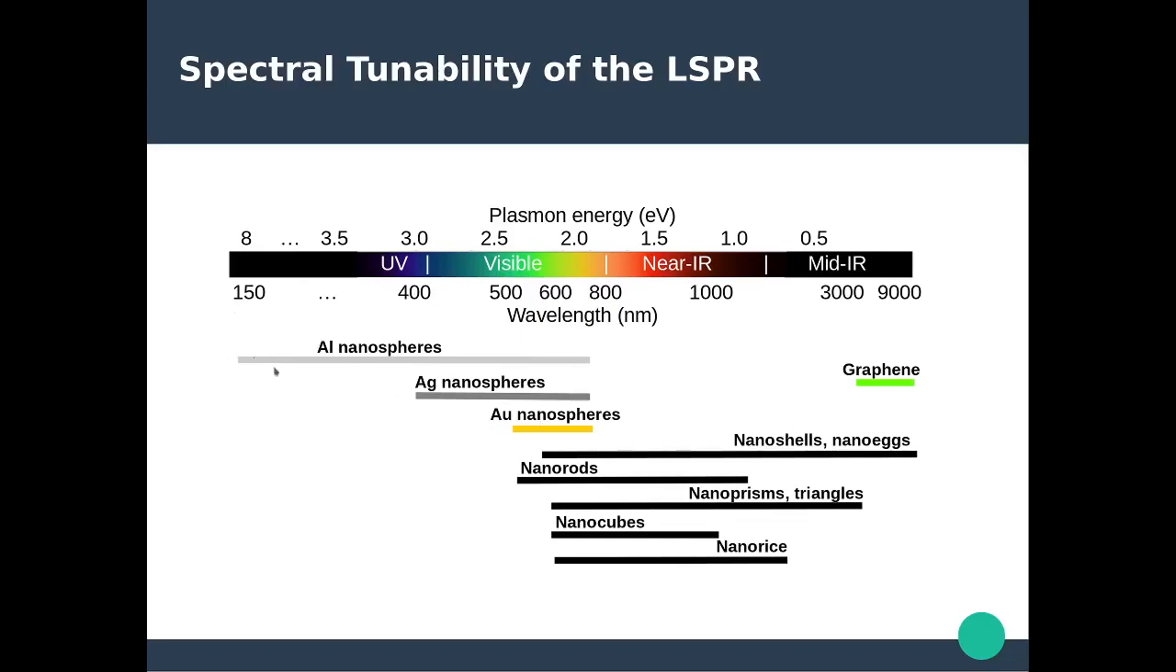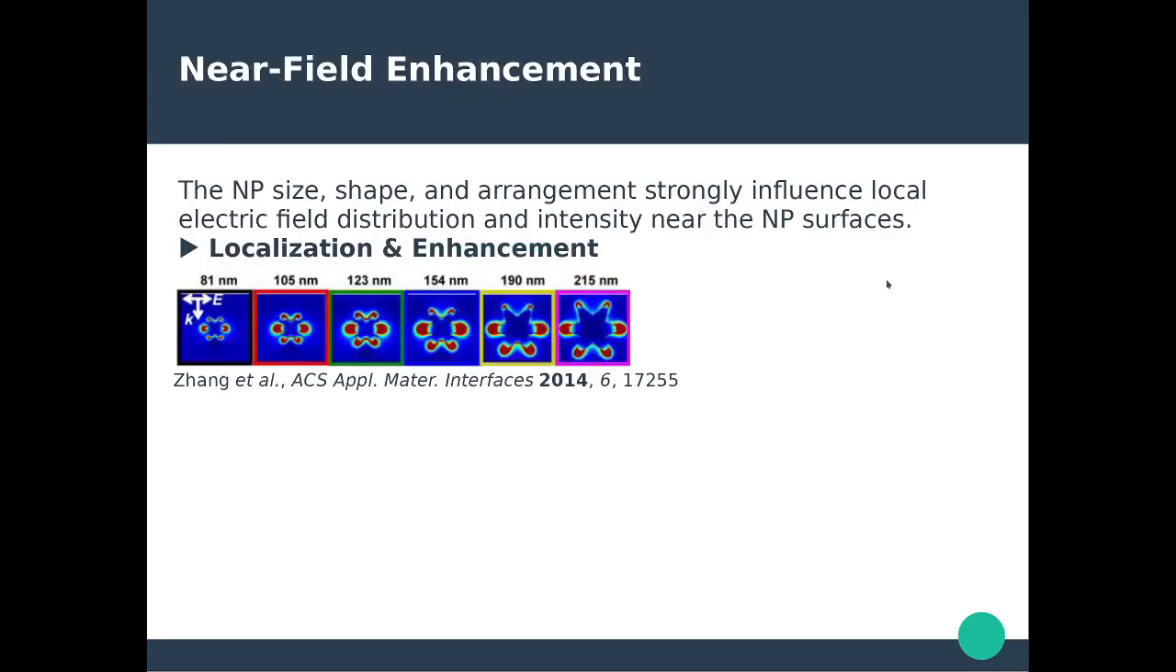So you see that you can tune the plasmon resonances from fairly low wavelengths or very high frequencies and energies in the UV, all the way to even the mid-infrared when you change the nanoparticle shapes. So this is something which is very valuable for applications because you really can take advantage of the full electromagnetic spectrum from UV to mid-infrared. Another very interesting property of plasmon resonances is that they give rise to very strong localization and strong enhancement of the local electric field around the nanoparticle surface.